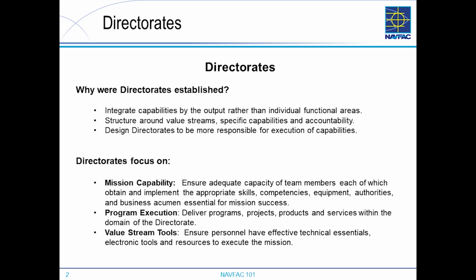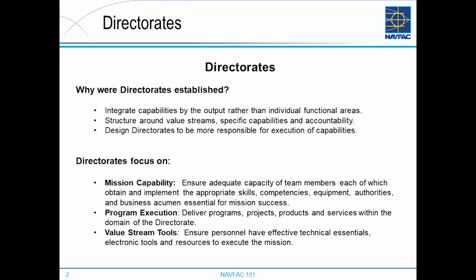And then also we wanted to design our directorates to be more responsible for the execution of our capabilities. So our directorates focus on these three items: mission capability, so ensuring that we have adequate capacity of our team members, which includes that they have appropriate skill sets, competencies, they have the proper equipment and authority and business acumen in order to deliver on the mission.